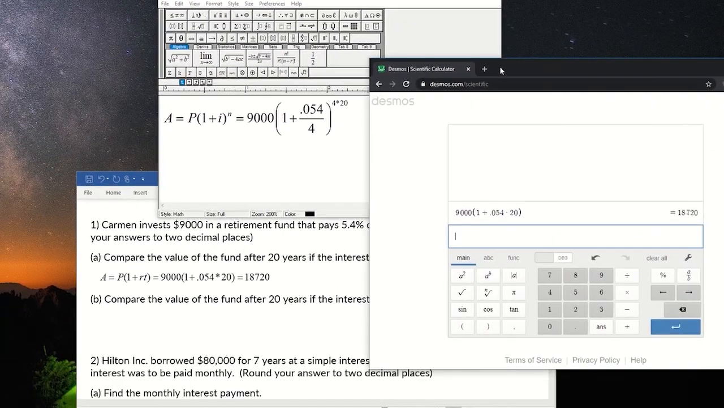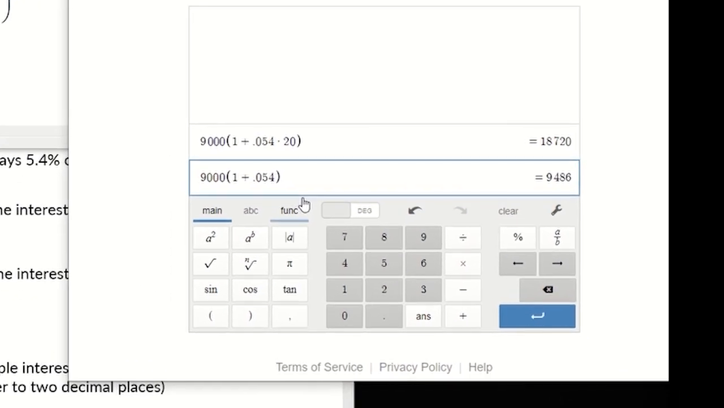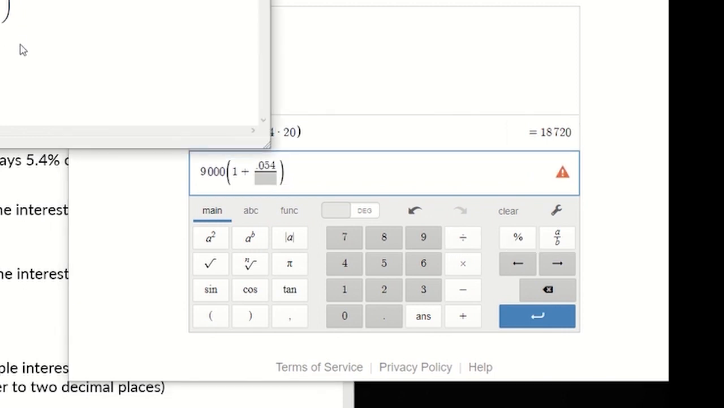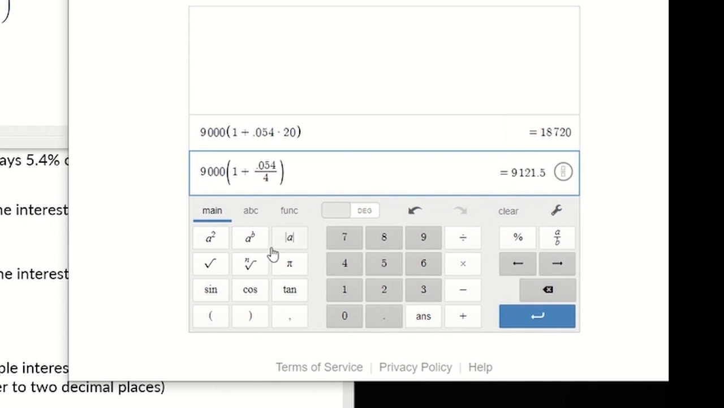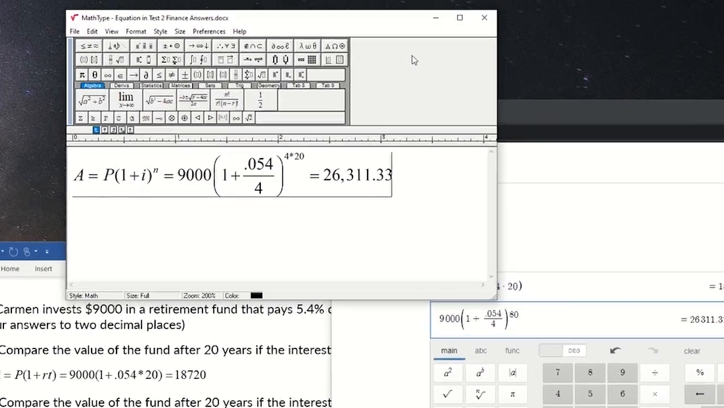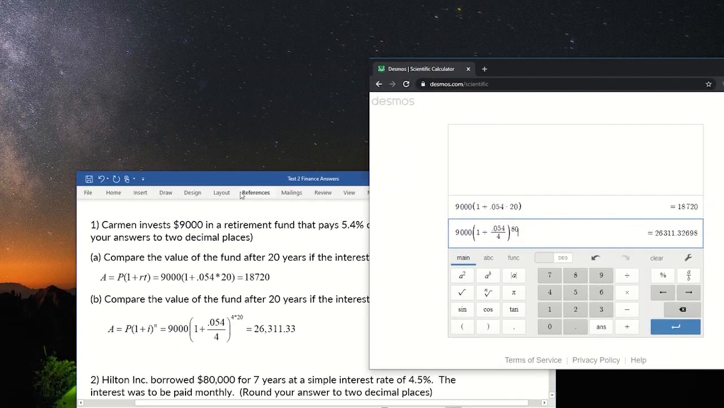Can we do this over here? Let's try it. I don't know if we can copy that and paste it. Yeah, we can. Can we do fraction stuff here? Oh, I could just hit divide. Now, quarterly, yeah, that's correct. Then we get an exponent. Plug in 80, right? Plug in 80 right there. So there we have it: 26,311. 26,311.33. Now if we hit the X button, it will put it in there for us.